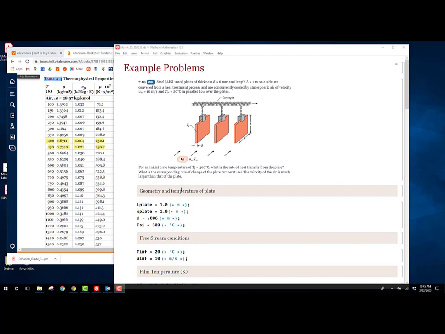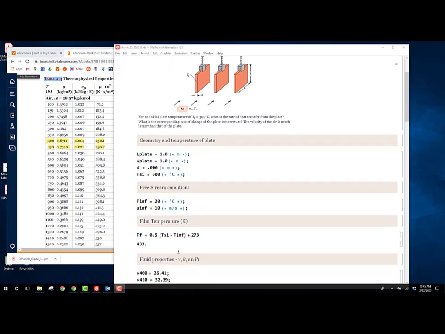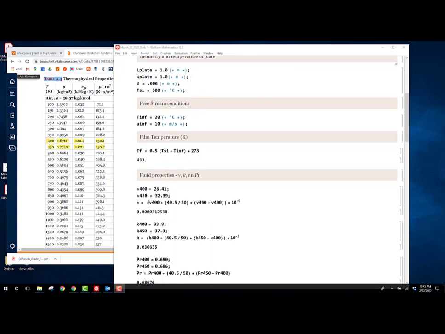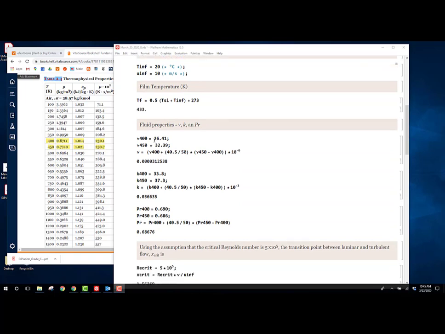So let's go through this. The geometry and temperature of the plates: length and width are a meter. The thickness is 6 millimeters, and the initial surface temperature is 300 degrees, all given in Celsius. The infinity temperature is 20 degrees, and U infinity is 10 meters per second. So if I utilize those two temperatures, I'll get the film temperature to be 433 degrees.